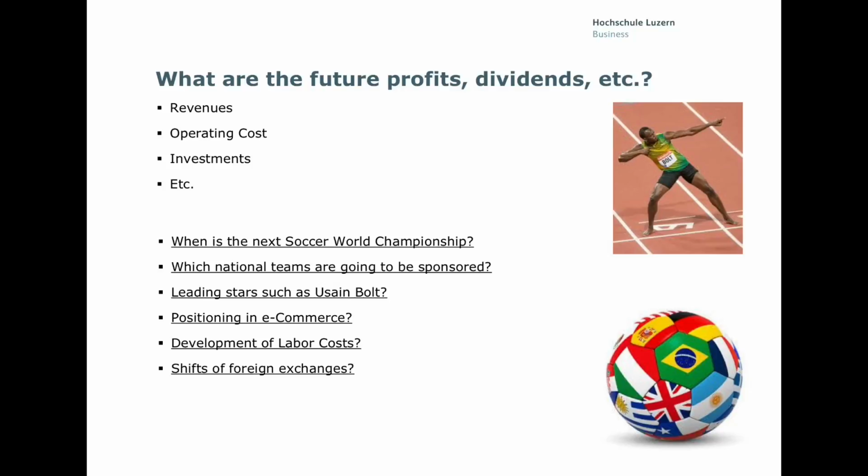Another important issue related to discounting is to specify future profits and dividends of a company. In this context, revenues, operating costs, or investments are an important source of information. Moreover, the general macroeconomic environment of a company is of importance as well. The development of labor costs or shifts in foreign exchange markets might have a significant impact on the company. Furthermore, for a sports company like Puma, a soccer world championship or signing an iconic personality like Usain Bolt might have a substantial impact on the firm's revenues.